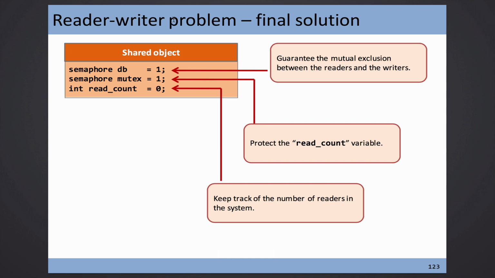That means that in the beginning we don't have any reader. And here is the mutual exclusion for the database, so we have db equal to 1. For the mutual exclusion of this variable, we also set it up to be 1. So they both are binary semaphores.